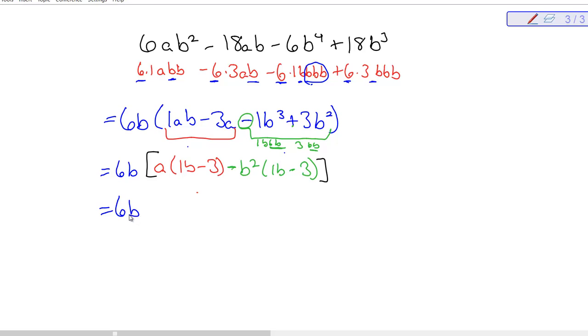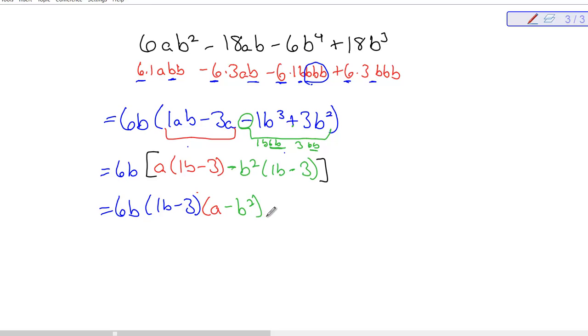So again, my 6b follows us down. Then I'm going to have my parentheses, which is 1b minus 3. Then I'm going to put my leftovers, a minus b squared, in the last set. And so now I have this problem fully factored out. It had a greatest common factor, and then it had factor by grouping. Now if you do the factor by grouping first, that is fine. You just have to remember to look for a greatest common factor in one set of your parentheses at the end.